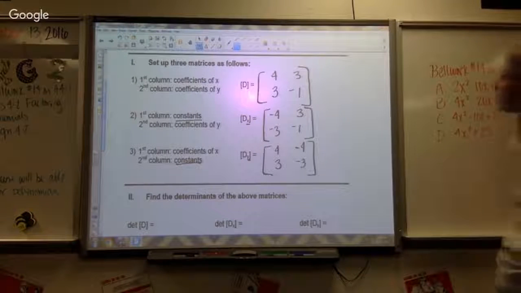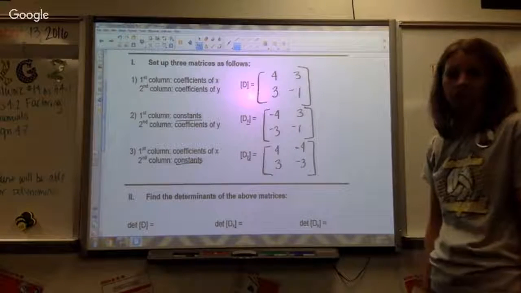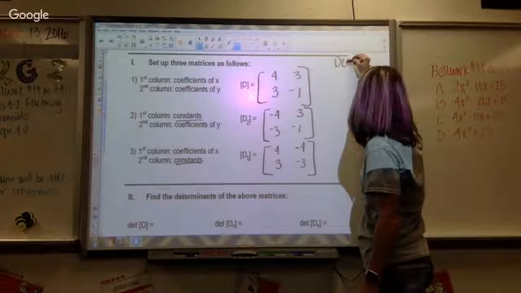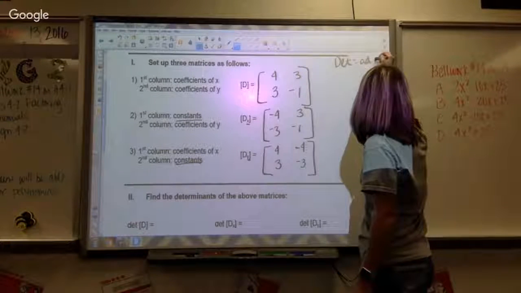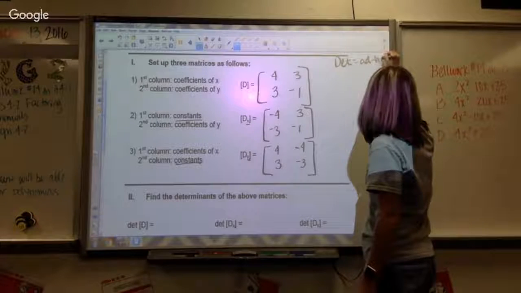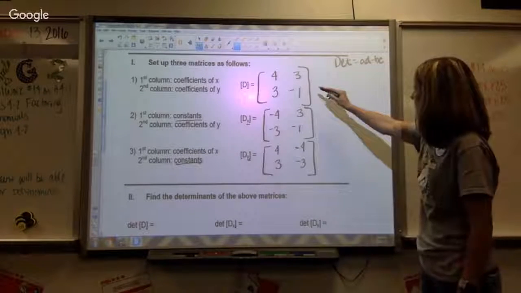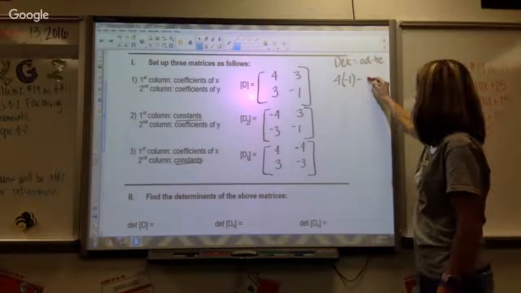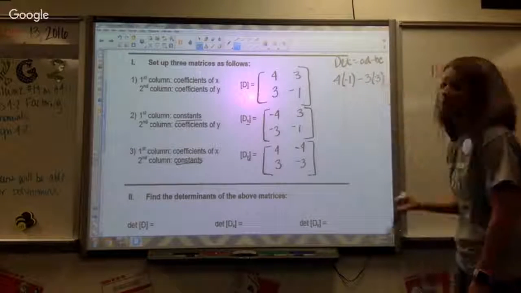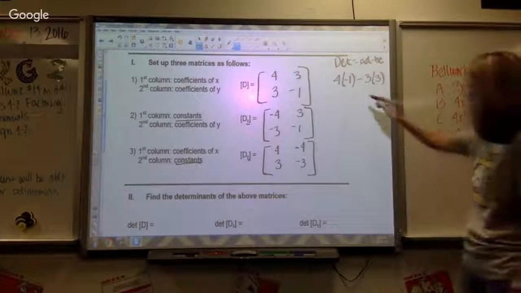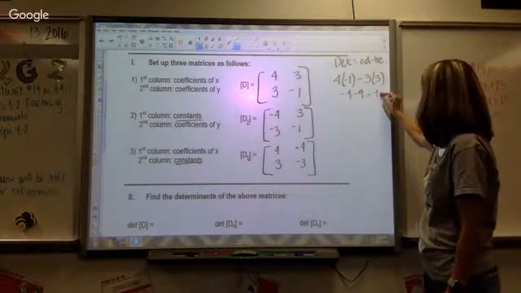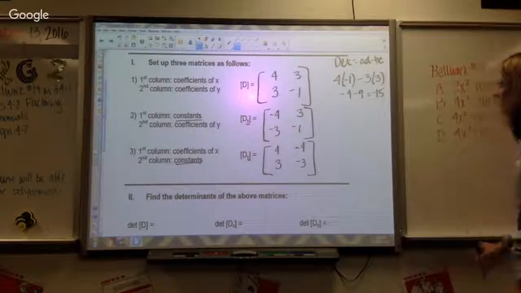Okay, so now once we've set up our three matrices, we're going to find the determinants of each one. Remember, to find the determinant, the formula for 2 by 2 is AD minus BC. So this first one, I'm going to do 4 times a negative 1 minus 3 times 3. So that's going to be negative 4 minus 9, which would equal negative 13.